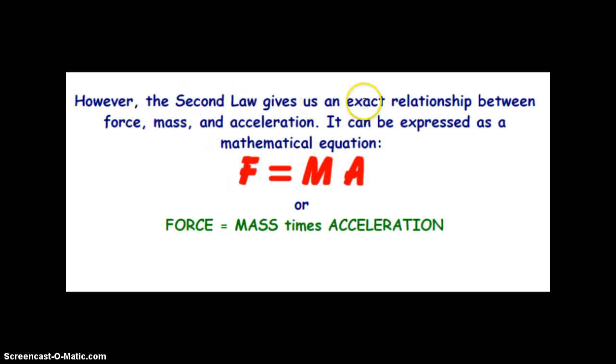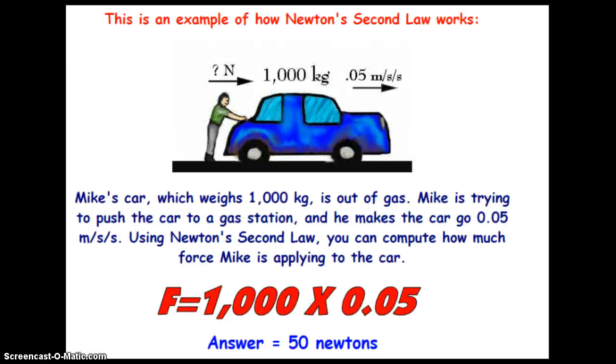However, the second law gives us an exact relationship between force, mass, and acceleration. It can be expressed as a mathematical equation: F equals ma, or force equals mass times acceleration. So let's solve a problem to make a little bit more sense of Newton's second law. If you get a calculator handy, we'll do it.